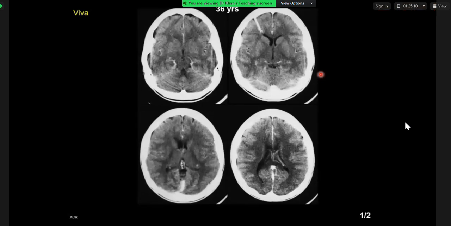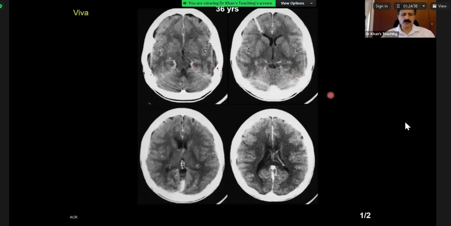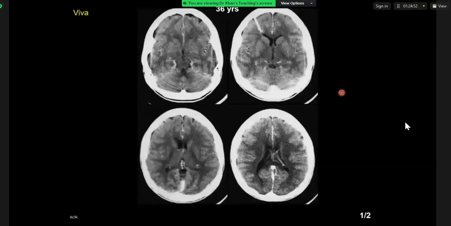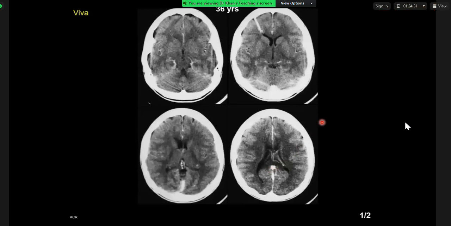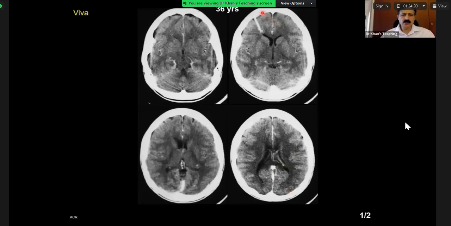Yes, please. So again, I've got axial slices of a CT in a 36-year-old. I think the ones above are non-contrast and the ones below are with contrast. Okay, so post-contrast, I can see in the splenium of the corpus callosum. Anything else? And then on the top images, in the right cerebral hemisphere, just see some. So what is this?